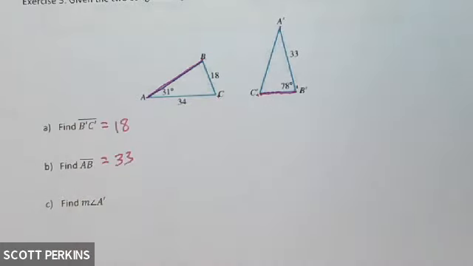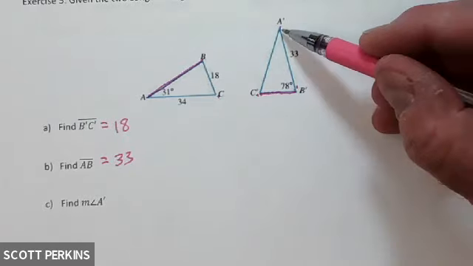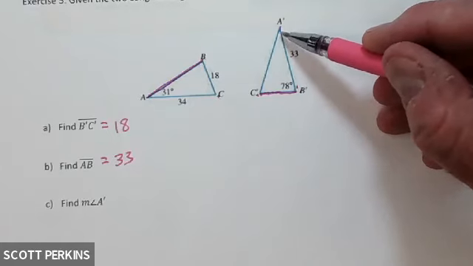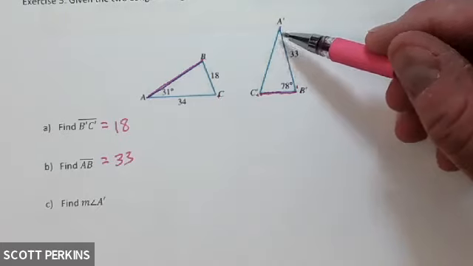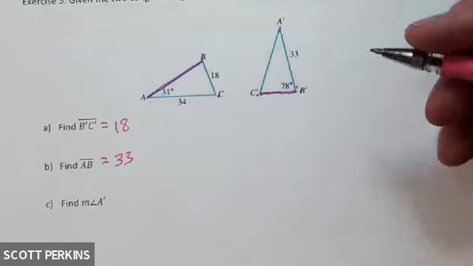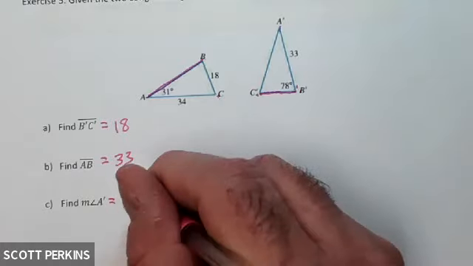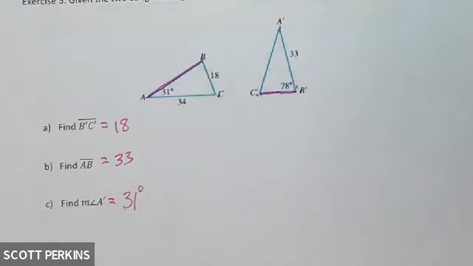Fantastic. And then one more time, I want to know what the measure of angle A' is. So angle A' is this one right here. It's the slim little angle, the smallest one of the bunch. And since these figures are congruent, meaning all sides, all angles are the same, what are you going to tell me is the measure of angle A'? 31 degrees. Perfect. Great job.